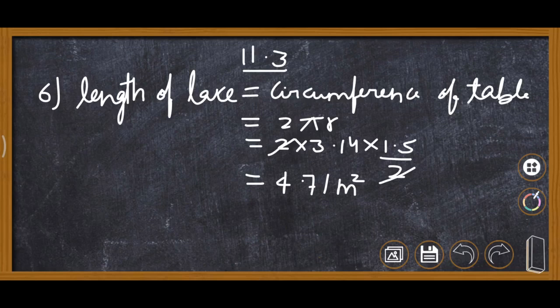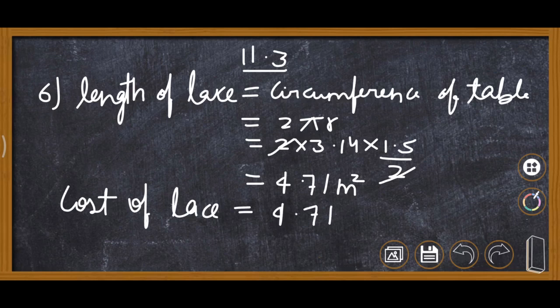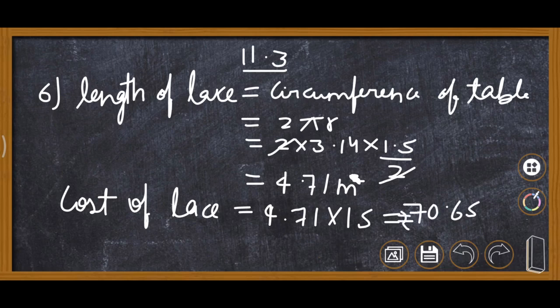Now it is given 1 meter cost is rupees 15. So here we will find the cost of lace. Now here we will multiply 4.71. It is not meter square, it will be only meter. So 4.71 multiply by 15. So the answer is 70.65. This is rupees 70.65.